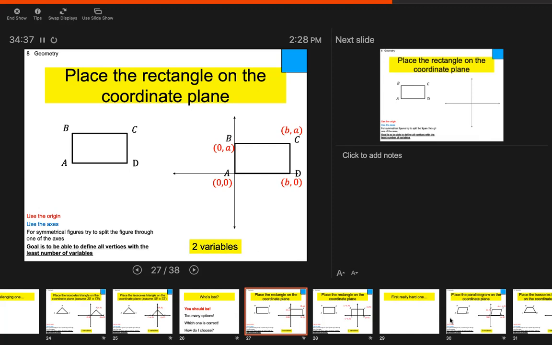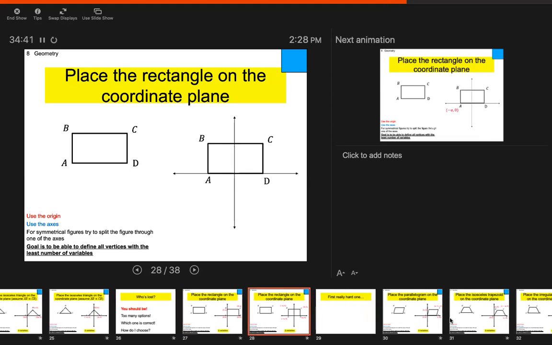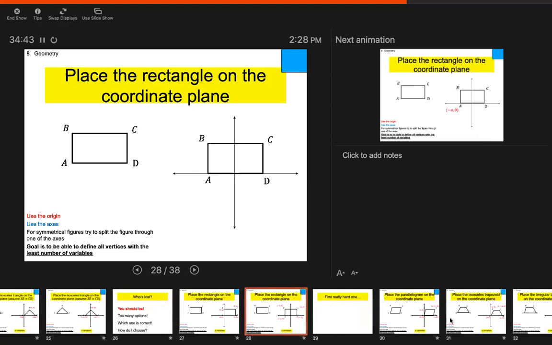Right, yeah. Here's the line of reflection, so let's put that on the y-axis. So where's A? Well, A is negative A comma 0. B? Negative A comma negative B. D, A comma 0, and then just A comma B. That'll work. Still two variables.